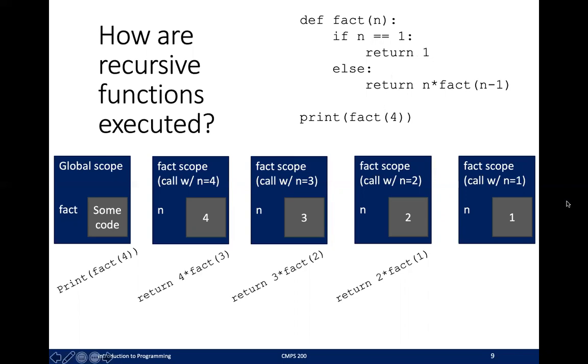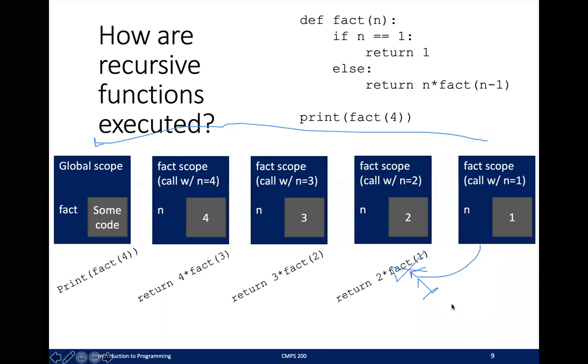Return 1 to whom? I don't return 1 directly here, right? No, I return it to whoever called me. This is the one who called me. So I replace this factorial of 1 by the value 1. Okay, so now I have 2 times 1. Now I can return this value. It's a number, right? So now I can return 2 times 1. Who do I return it to? To the one who called.